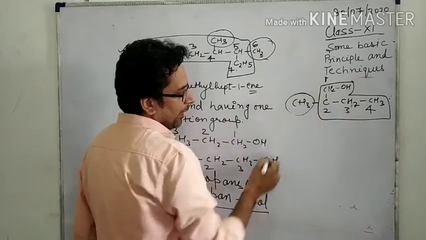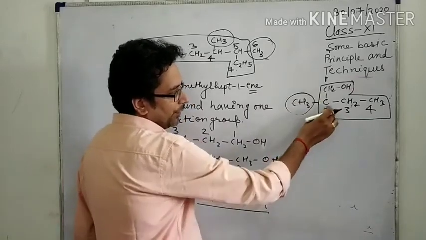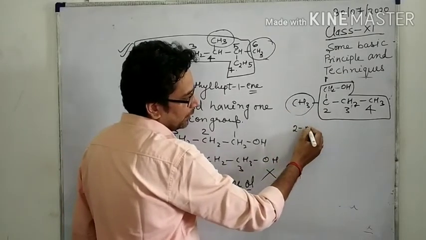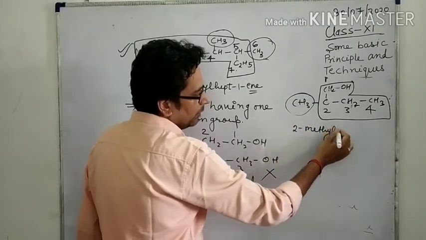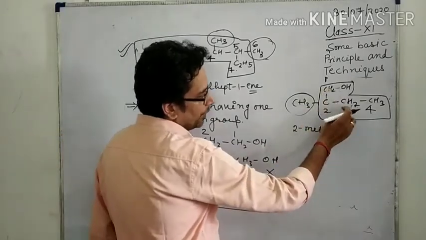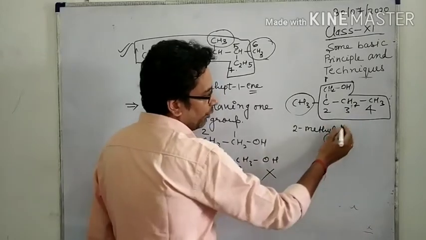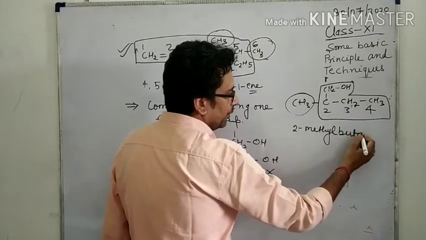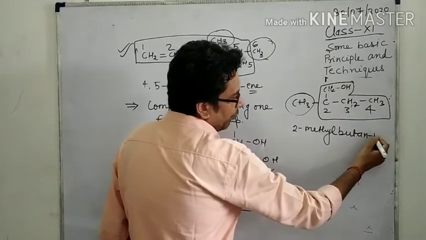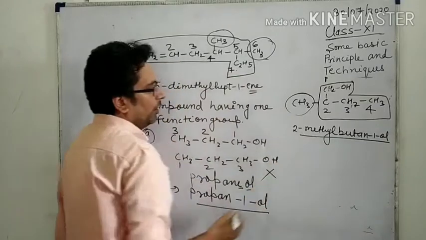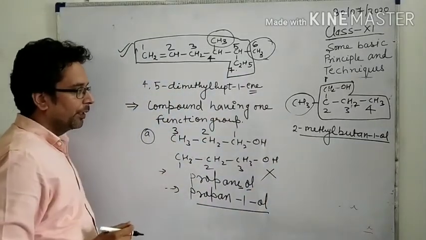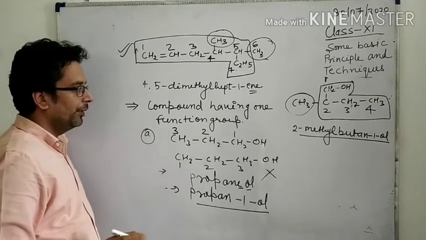This side chain is the prefix with its position. The position of this side chain is second, so 2-methyl. Okay, what is the name? 1, 2, 3, 4. 4 carbons is butane, that is butan-1-ol. Okay, so this is the naming of a compound which contains one functional group.